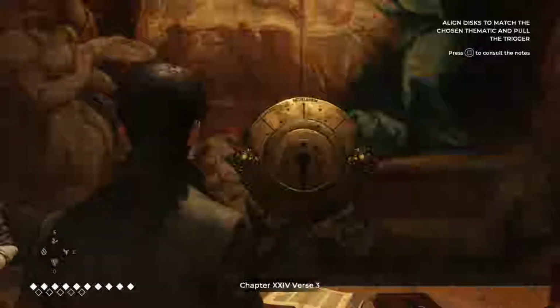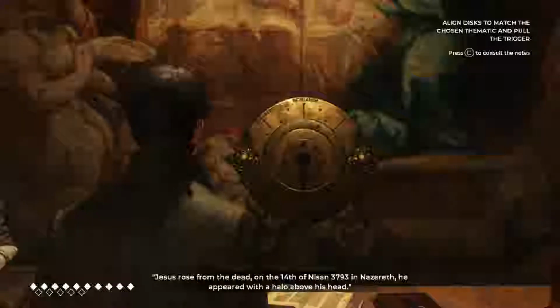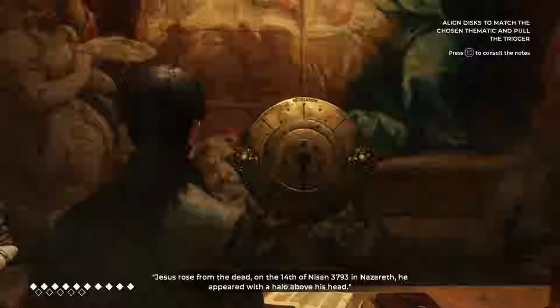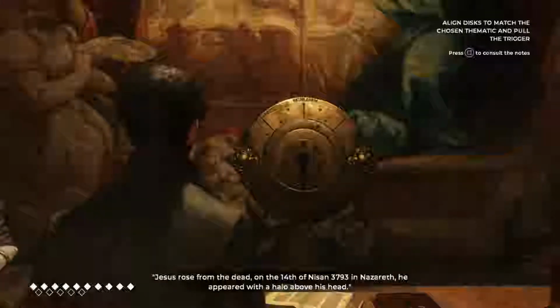Chapter 24, verse 3. Jesus rose from the dead on the 14th of Nisan, 3793, in Nazareth. He appeared with a halo above his head.